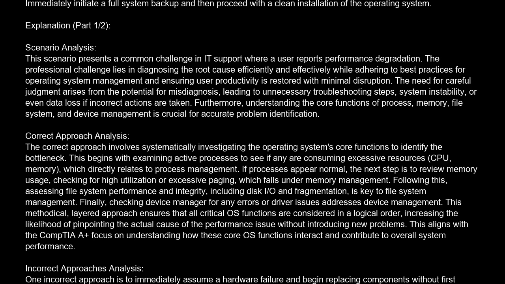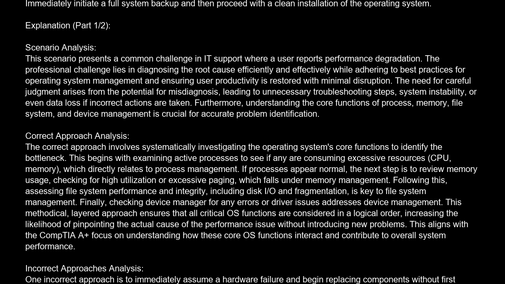This begins with examining active processes to see if any are consuming excessive resources, CPU or memory, which directly relates to process management. If processes appear normal, the next step is to review memory usage, checking for high utilization or excessive paging, which falls under memory management.